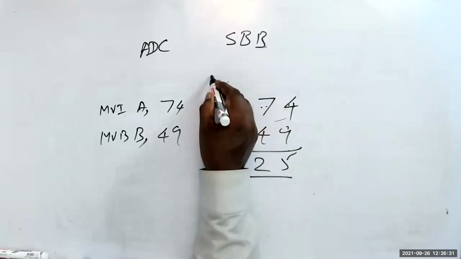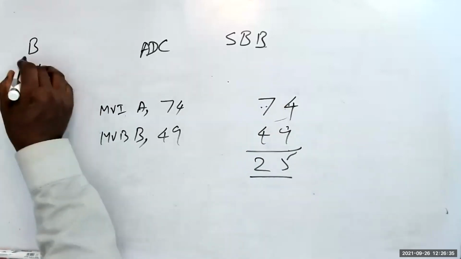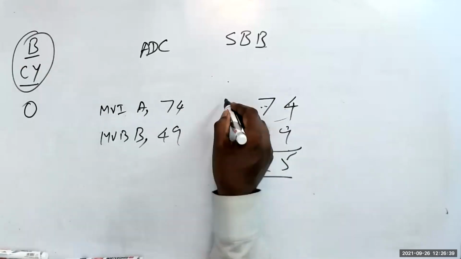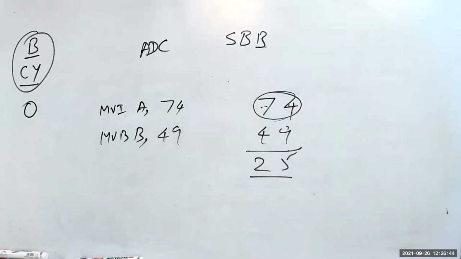So now the borrow flag is nothing but the carry flag. Both are the same. Carry and borrow flag are the same. He set it to 0 because he didn't borrow anything. For you, a digit; for him, 8-bit. 8-bit is 1 digit for that 8-bit microcontroller.